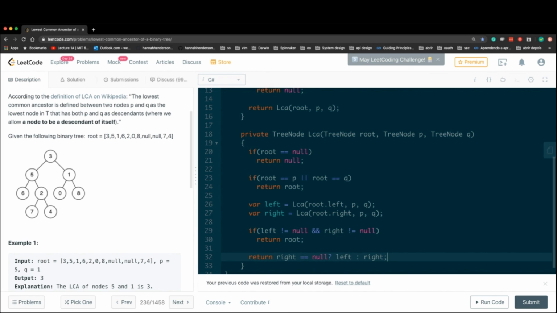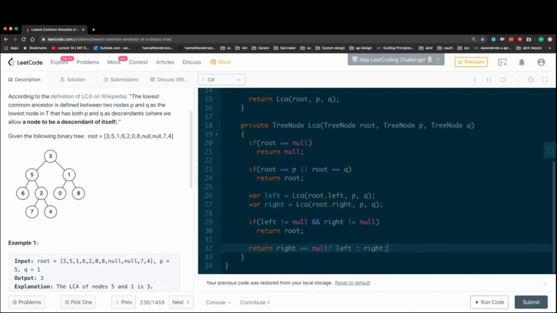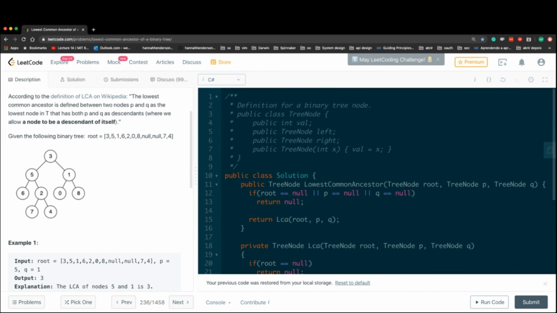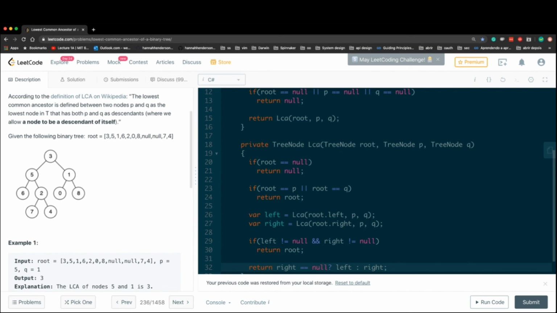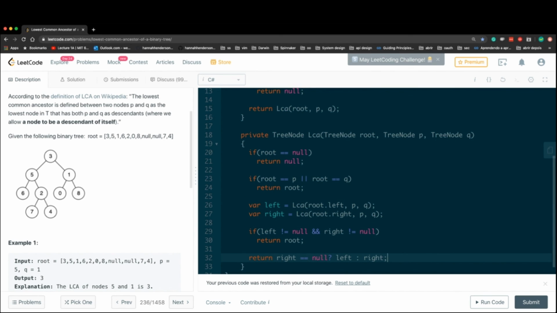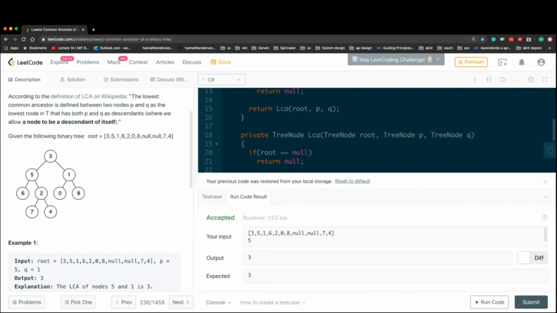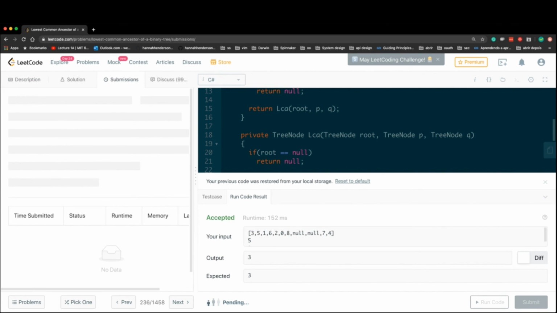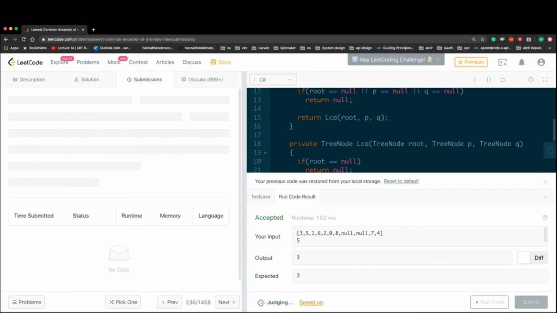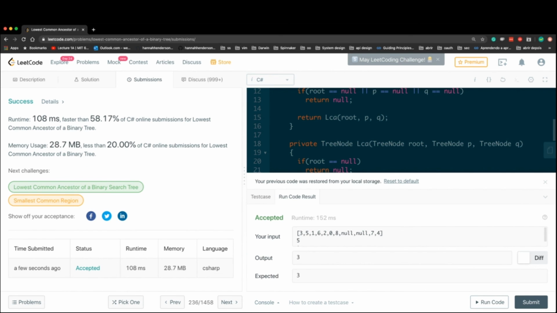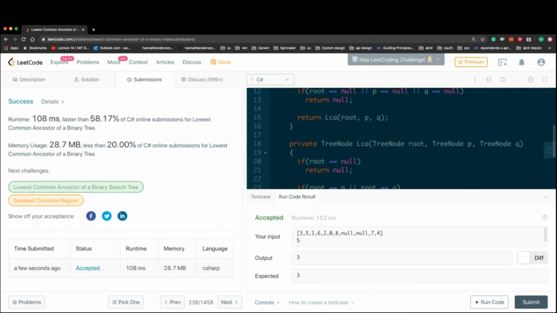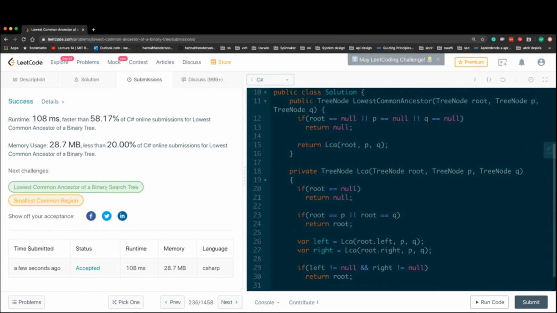Let's give a second look here. I think that's it. If we don't have any typos, this seems to be the solution. Let's try to run. Okay, that's it for this scenario. Let's try to submit. Yeah, that's it. So this is the solution for the lowest common ancestor, and that's it for today.